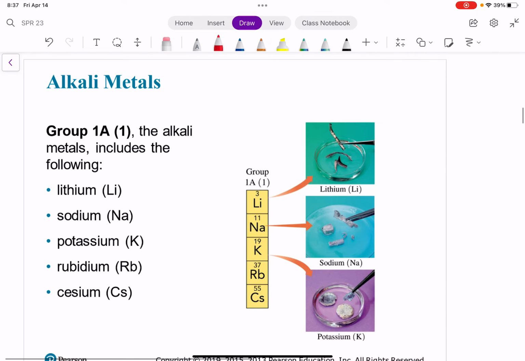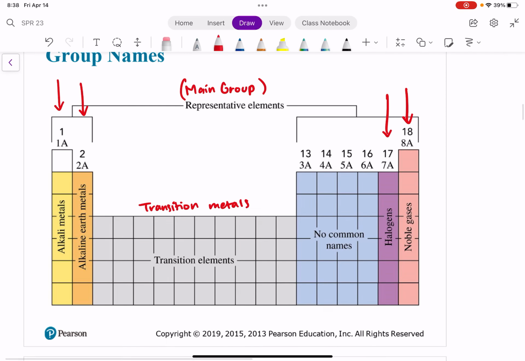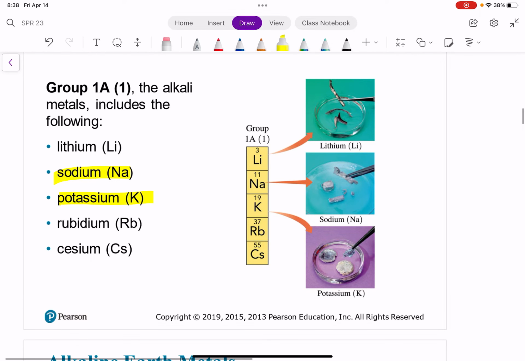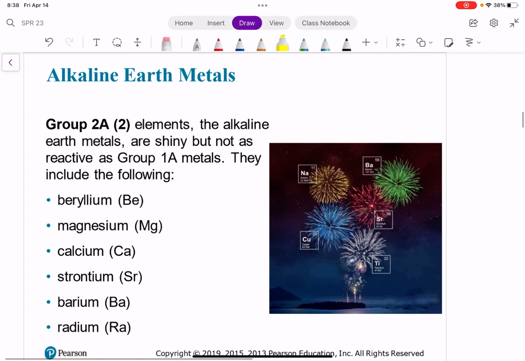All right, so jumping into a little bit of a zoomed in look at the different group names. We have alkali metals. That was our first group, group 1A, except for hydrogen. So that's lithium, sodium, potassium, rubidium, and cesium. Potassium and sodium have either Latin or Greek symbols. I honestly don't know, actually. I should look it up. So they're a little weird, Na and K. You'll get used to them. And then we have our alkaline earth metals.